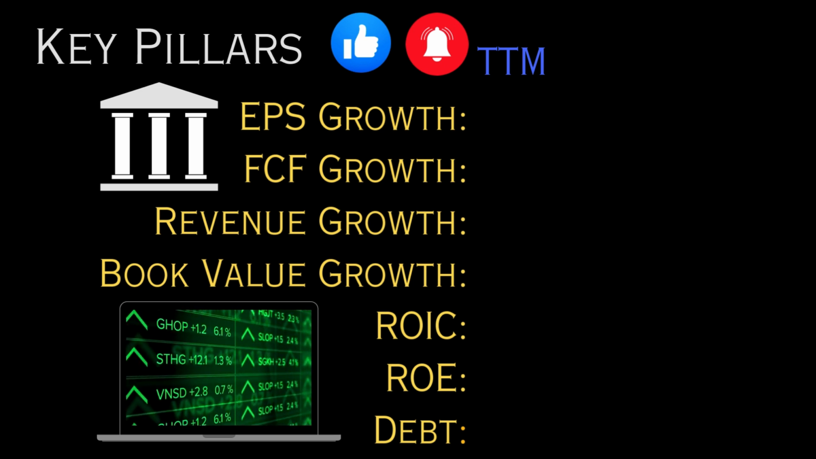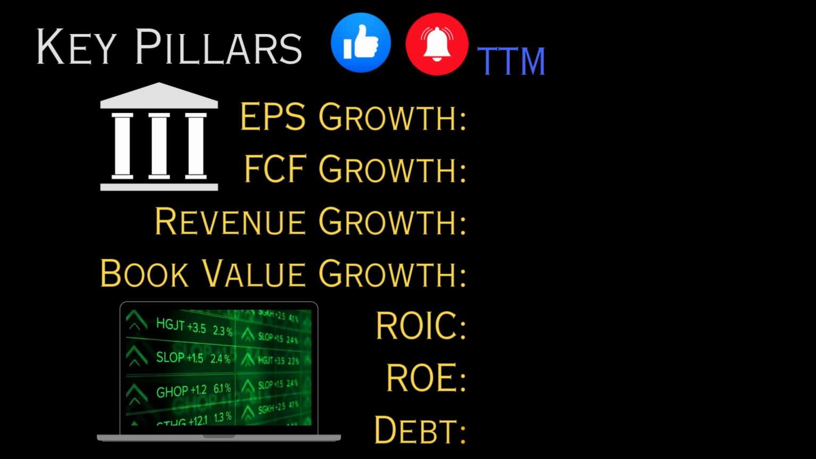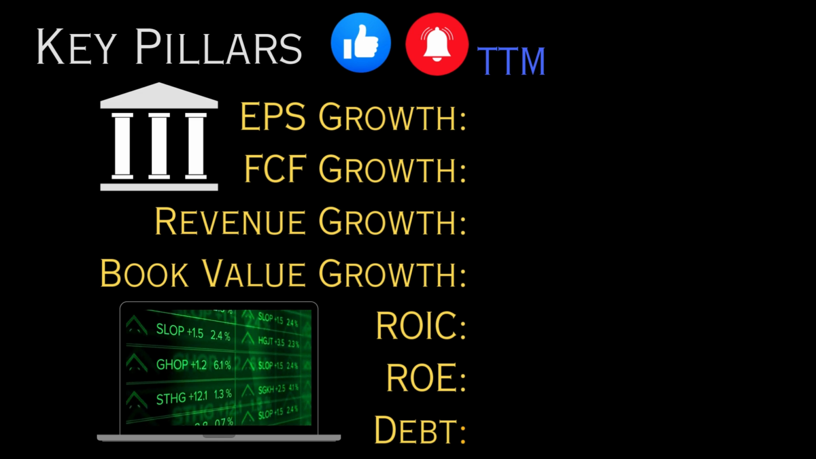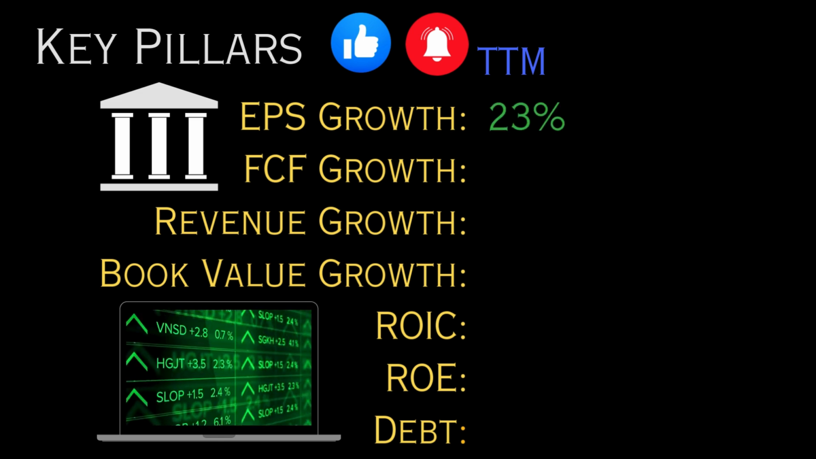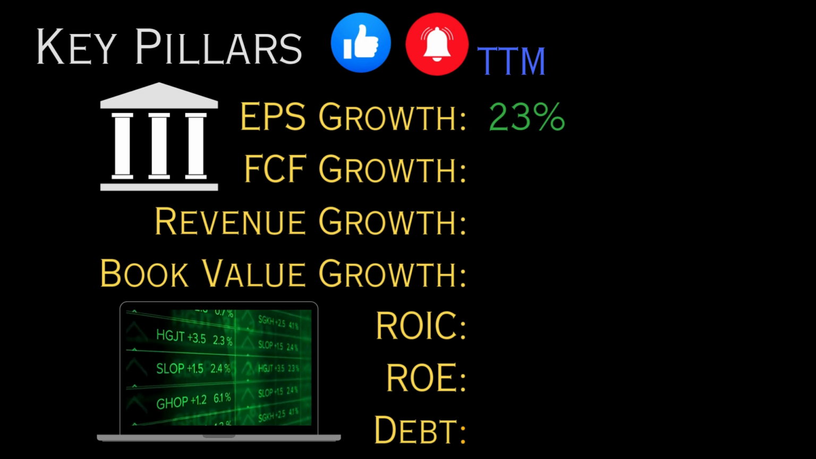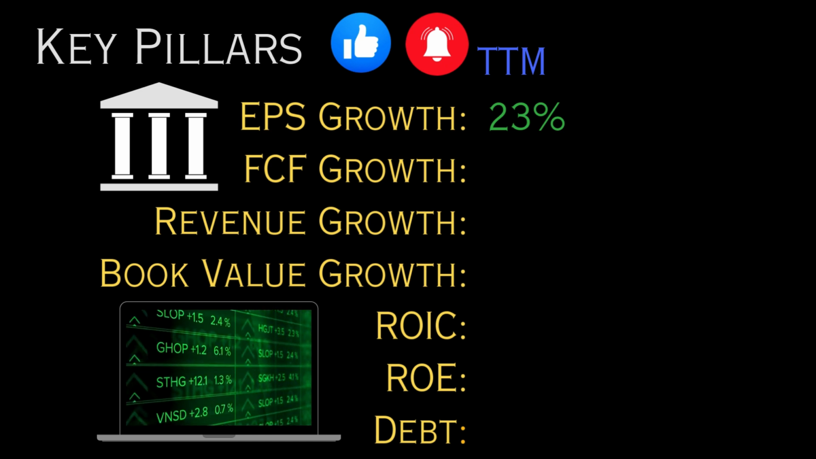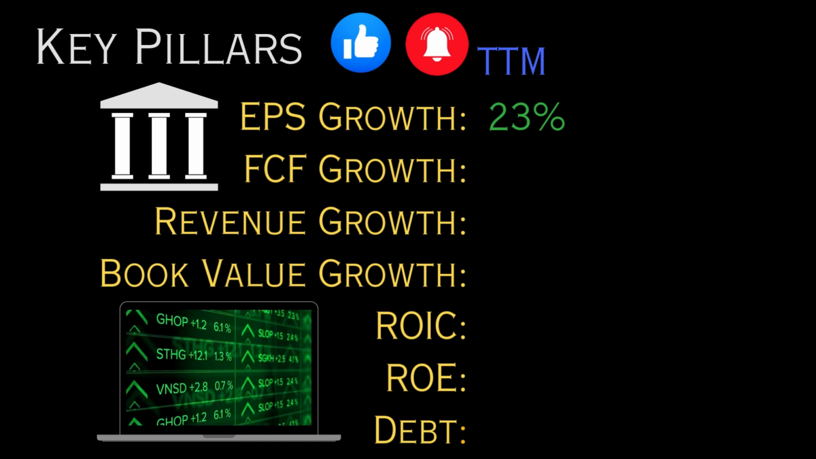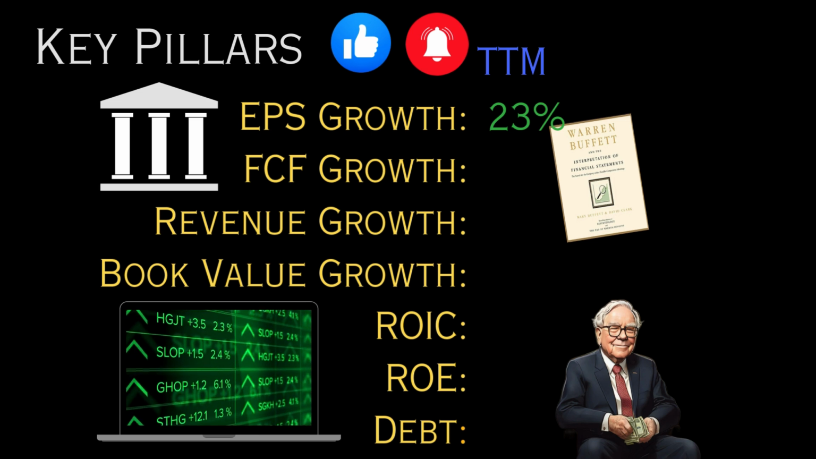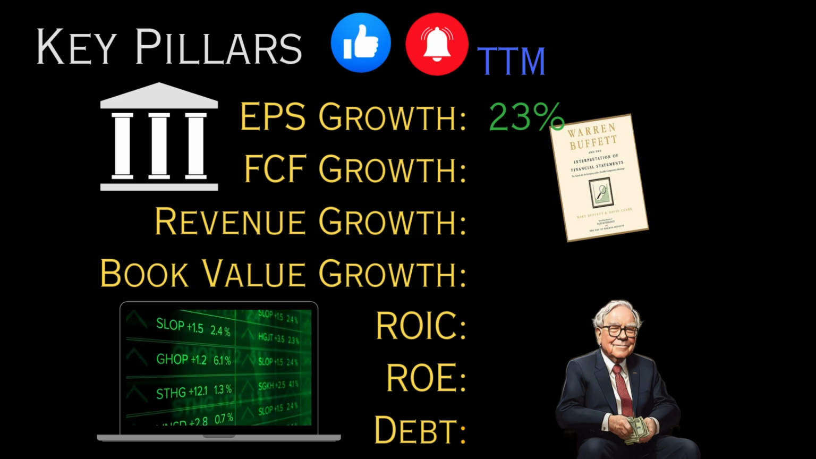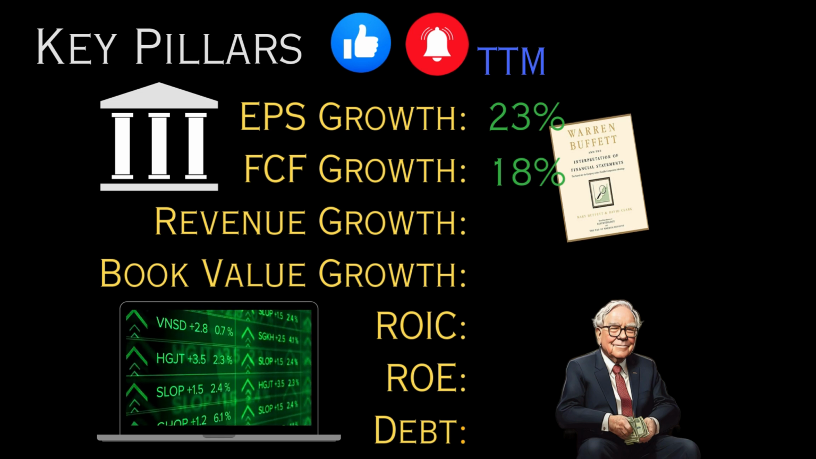The first pillar is earnings per share growth. This is where we take the net income and divide it by the shares outstanding. For Adobe, earnings per share growth over the past 12 months is 23%, exceeding the 10% target, scoring 1 point. Next, let's look at free cash flow growth, which measures the money a business can generate from its operations. Warren Buffett emphasizes the importance of strong financial health and prefers companies that can generate substantial free cash flow. Adobe's free cash flow growth is 18%, exceeding the 10% target, scoring 1 point.